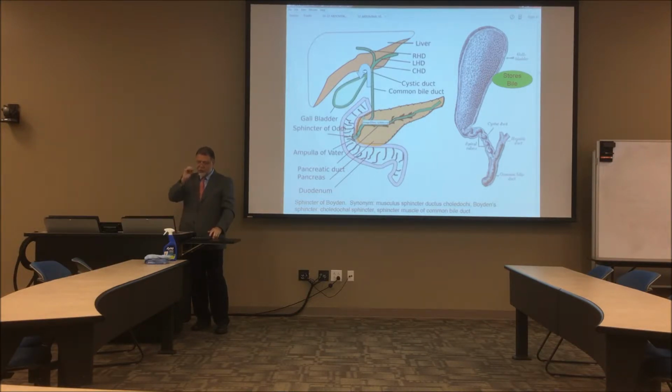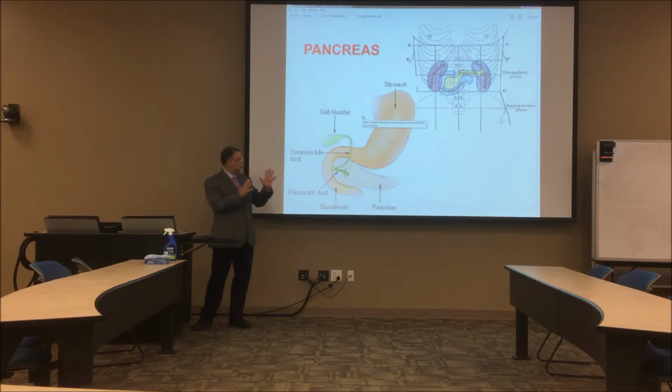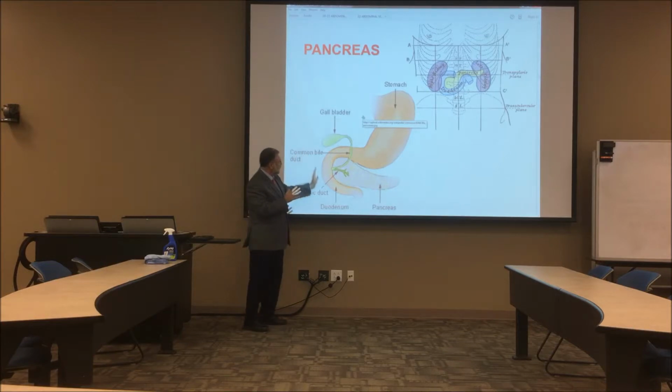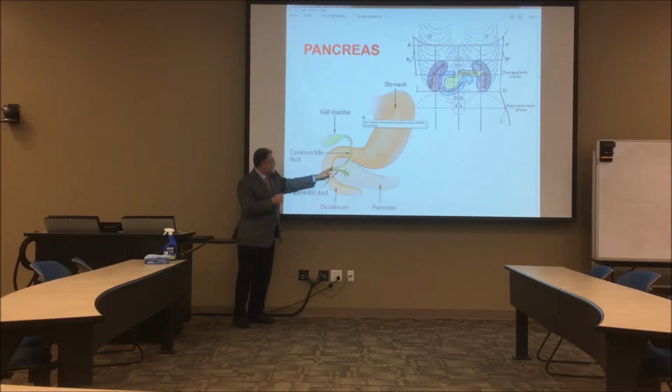And it's also just a little bit on top, superior, cephalad to the ampulla of Vater. The pancreas, we already reviewed the anatomical regions. So you have your pancreatic duct, you have your common bile duct, and then getting into the sphincter of Oddi through the ampulla of Vater.